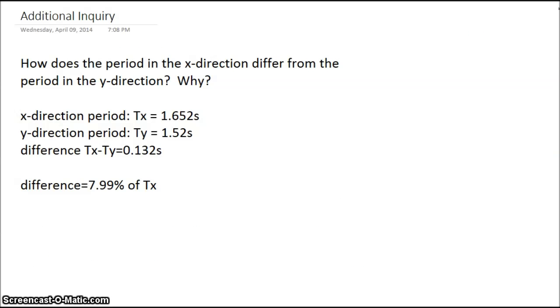We were also asked to consider how the period in the x direction differs from the period in the y direction, and why. I calculated those periods and found their difference to be 0.132 seconds. If we had expected them to be the same, that's a variance of 8% of the period we had anticipated.